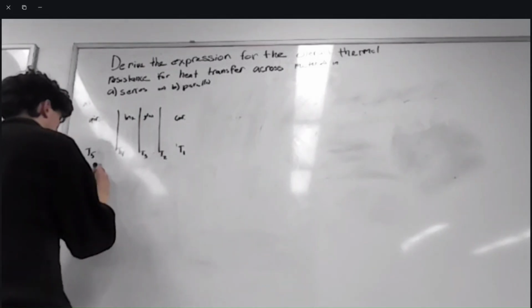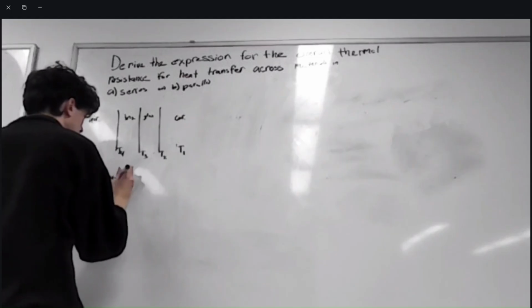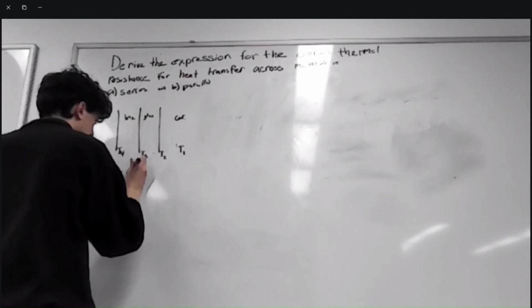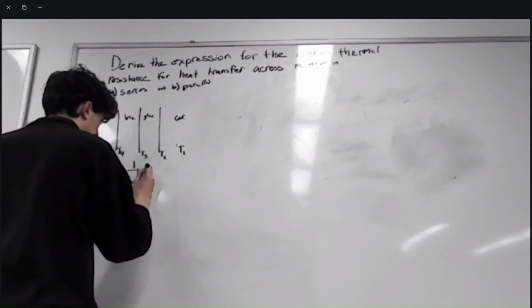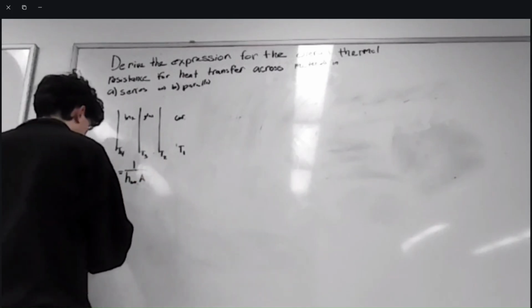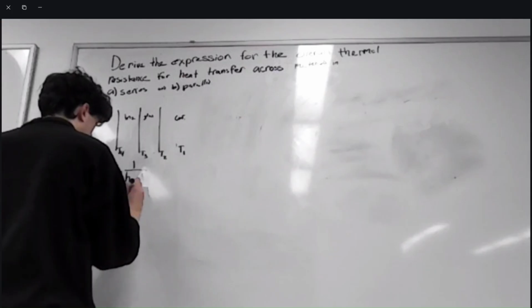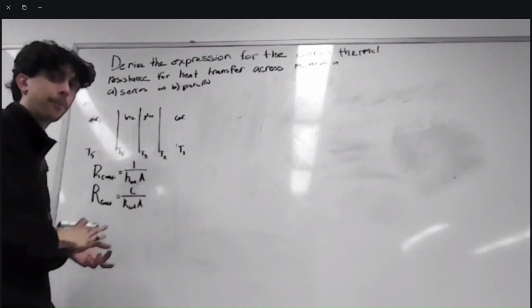So if we want to remember back to our previous lesson with what a resistance equals for convection, resistance across convection is equal to 1 over the h value times the area. And our resistance value for conduction would be the length over the k value, thermal conductivity, times the area.